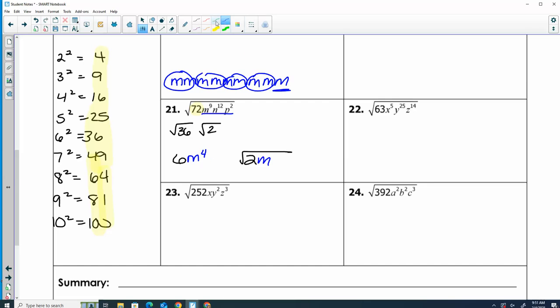And then we do our n's. N has an even power, so should I have any leftovers? No. If you have 12, how many groups of 2 can you make? 6. Okay, 12 divided by 2 is 6. All right, with my p's, I have 2 p's, so how many groups of 2 can I form? 1. And again, since the power was even, there were no leftovers. So my answer, 6 m to the 4th, n to the 6th, p times the square root of m n.